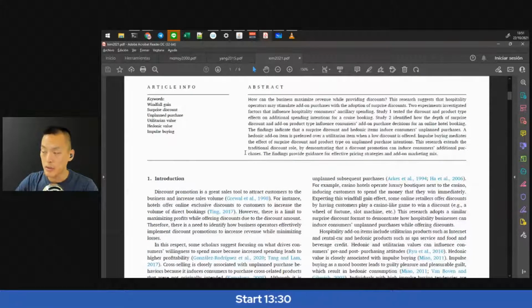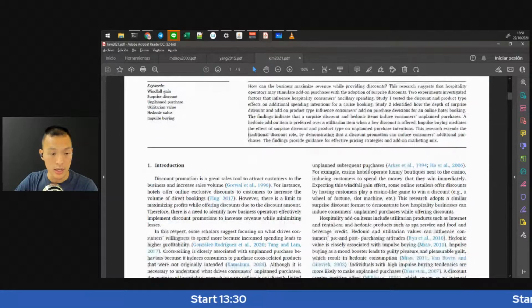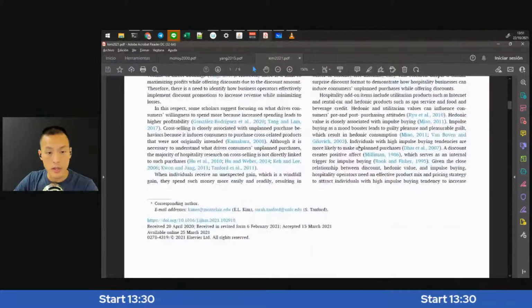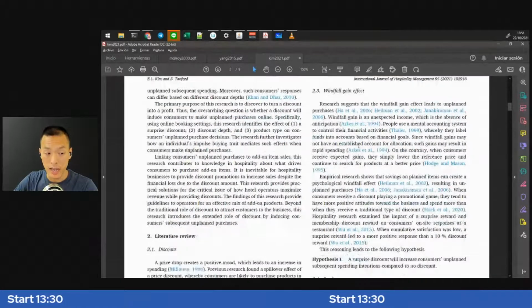I would go through this paper kind of quickly because we're not here to learn about the paper. We're here to learn about different levels of doing research, okay? So with this paper, again, we know what it's going to say because we have read the abstract, right?